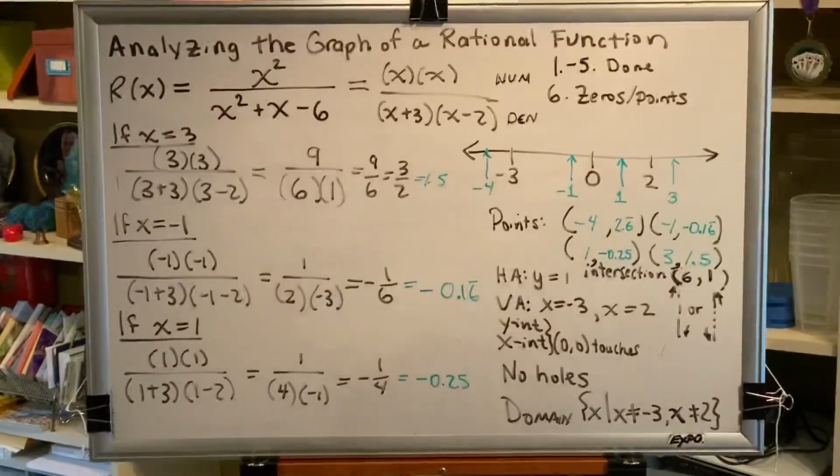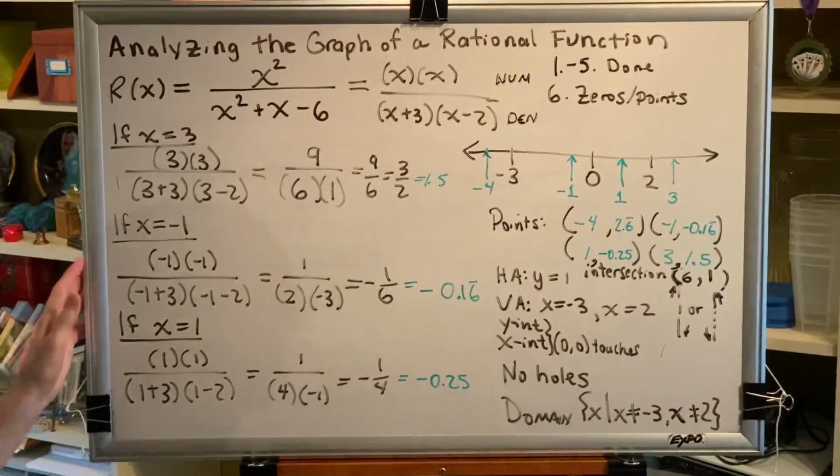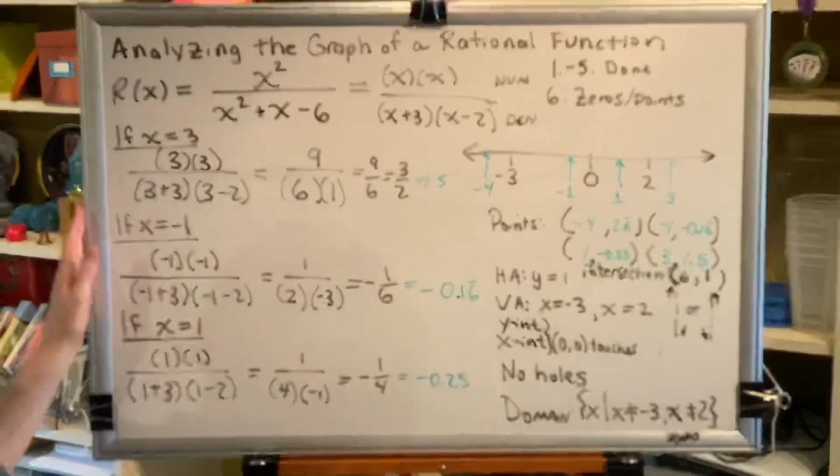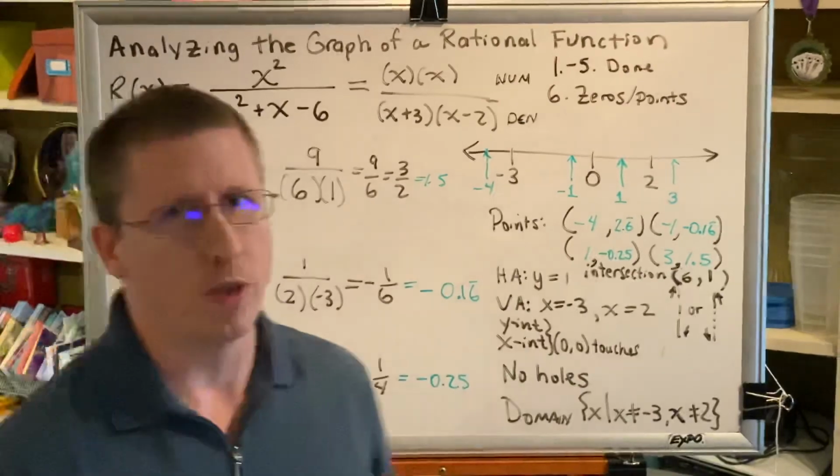Okay, we've now completed all 6 steps. The only thing left to do now is to use all of the information that we gathered to create the graph of our rational function, and we'll do that in our next video.